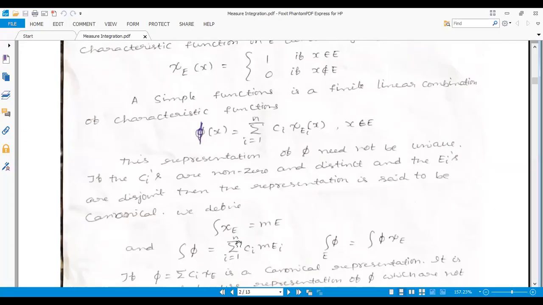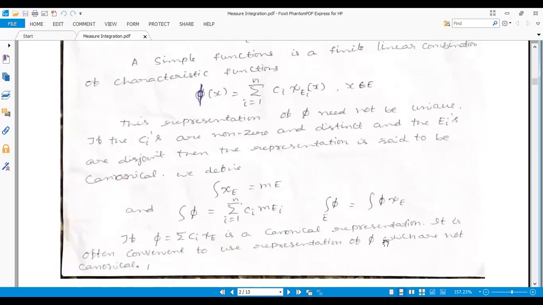Then by the countable additivity property, we can write it as summation i running from 1 to n of Ci into m(Ei). And integral of phi over E can be represented as integral of phi into chi E. We must be aware that if phi is equal to summation Ci into chi Ei is a canonical representation, it is often convenient to represent phi in ways which are not canonical. We must remember this.